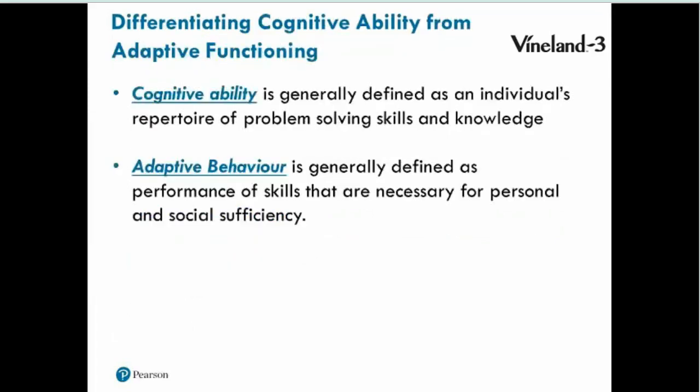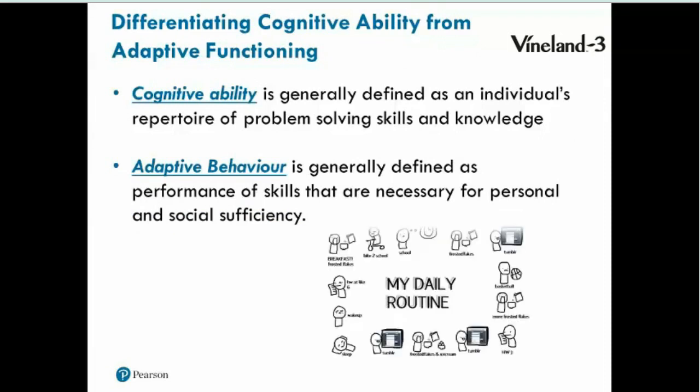So, differentiating cognitive ability or IQ from adaptive functioning. Cognitive ability is generally defined as a person's repertoire of problem-solving skills and their knowledge. Whereas adaptive behavior is more the performance of skills that are necessary for personal and social sufficiency, those daily routines.